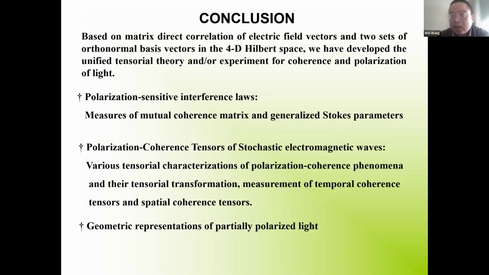Due to time, I probably have to stop here. This is the conclusion of my talk. Through the matrix of direct correlation and two sets of orthogonal basis vectors, we have tried to develop a unified tensorial theory and experiment for coherence and polarization of light. That's the end of my talk.